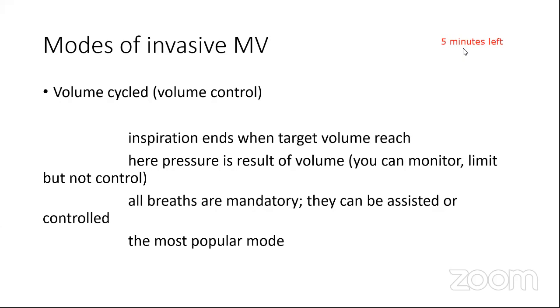So we'll start with volume control, also called volume cycle. Cycling means the way inspiration ends and the ventilator switches to expiration. So volume cycle or volume control means that the inspiration ends after delivery of the target volume. You get to set a certain tidal volume on the ventilator, and then the ventilator delivers this volume. And when it is fully delivered, it ends the inspiration and allows expiration.